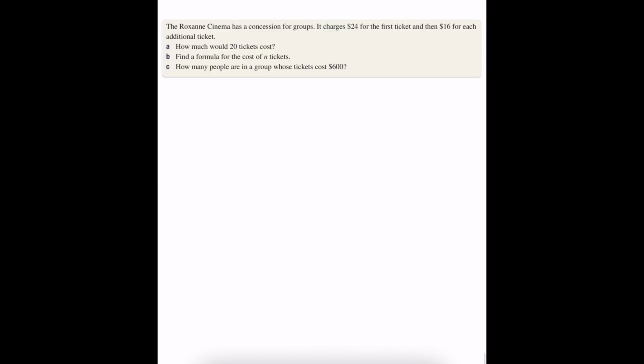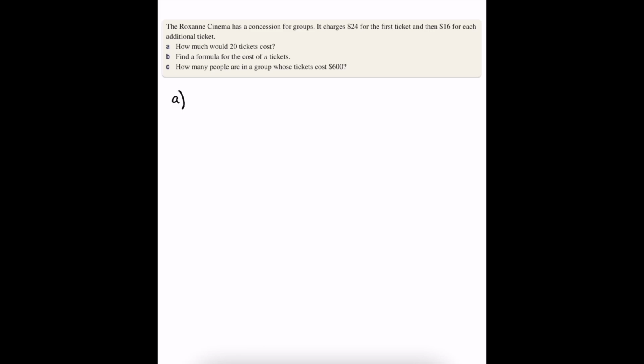Now the last question we look at here is more of an application sort of question, giving a sort of real scenario. So the Roxanne Cinema has a concession for groups. It charges $24 for the first ticket and then $16 for each additional ticket. How much would 20 tickets cost? So before we get into the actual question of how much 20 tickets cost, let's realize that this is an arithmetic progression or an arithmetic sequence, an AP.